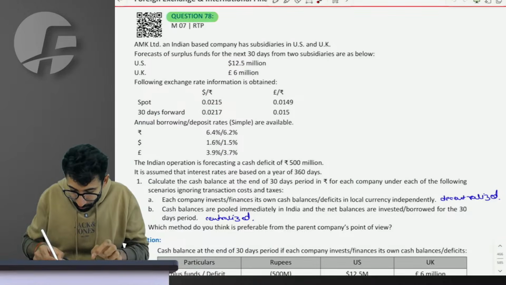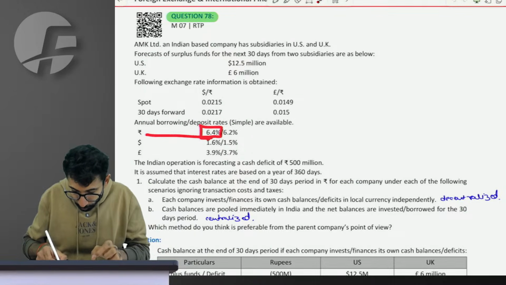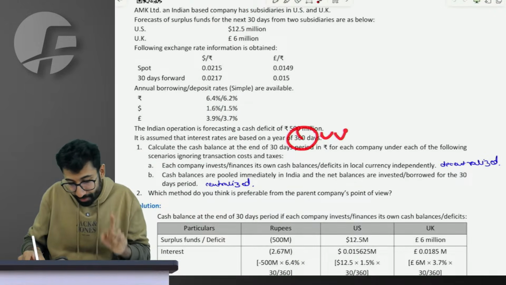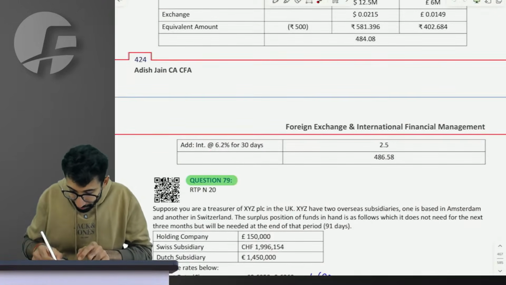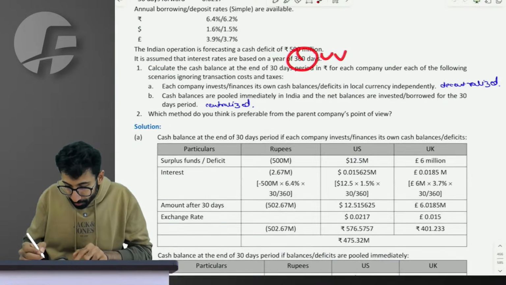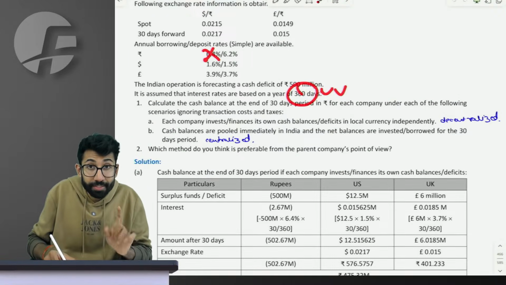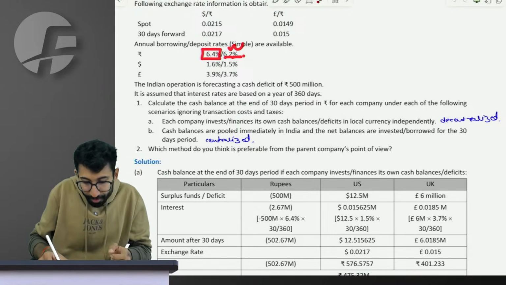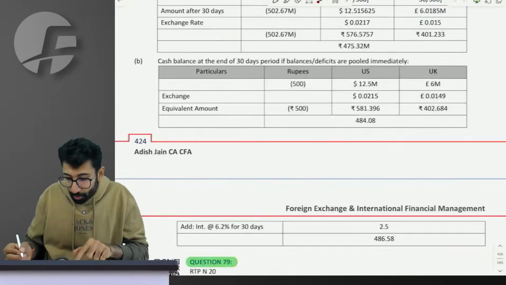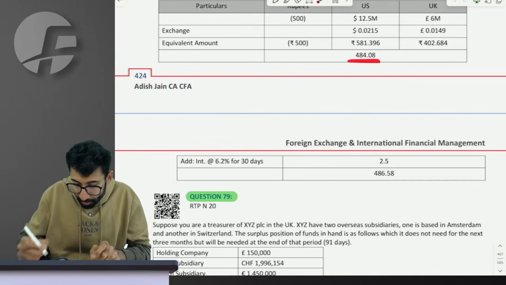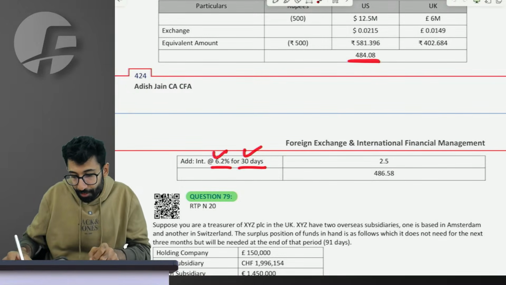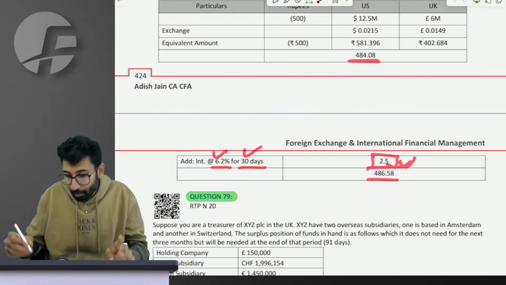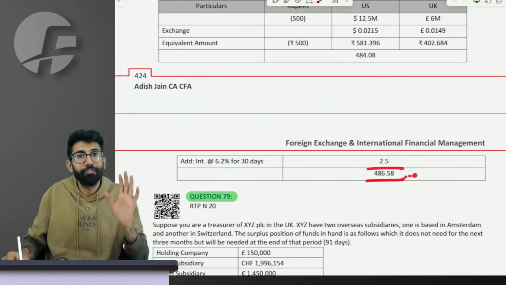That amount, when invested in India at the rate of 6.4% for a period of 30 out of 360 days, how much does it turn out to be? Sir, at the rate of 6.2%. Sorry, I said 6.4 by mistake, because when I borrow it is at the rate of 6.4. When I invest, I will get only a rate of 6.2. So let's invest this amount at the rate of 6.2% for a period of 30 days and earn this interest. So the total amount which gets redeemed is 486.58.